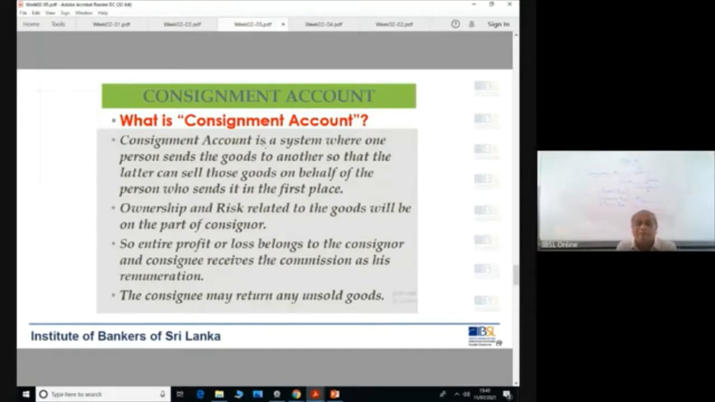Then the consignee may return any unsold goods. Is it clear for you?